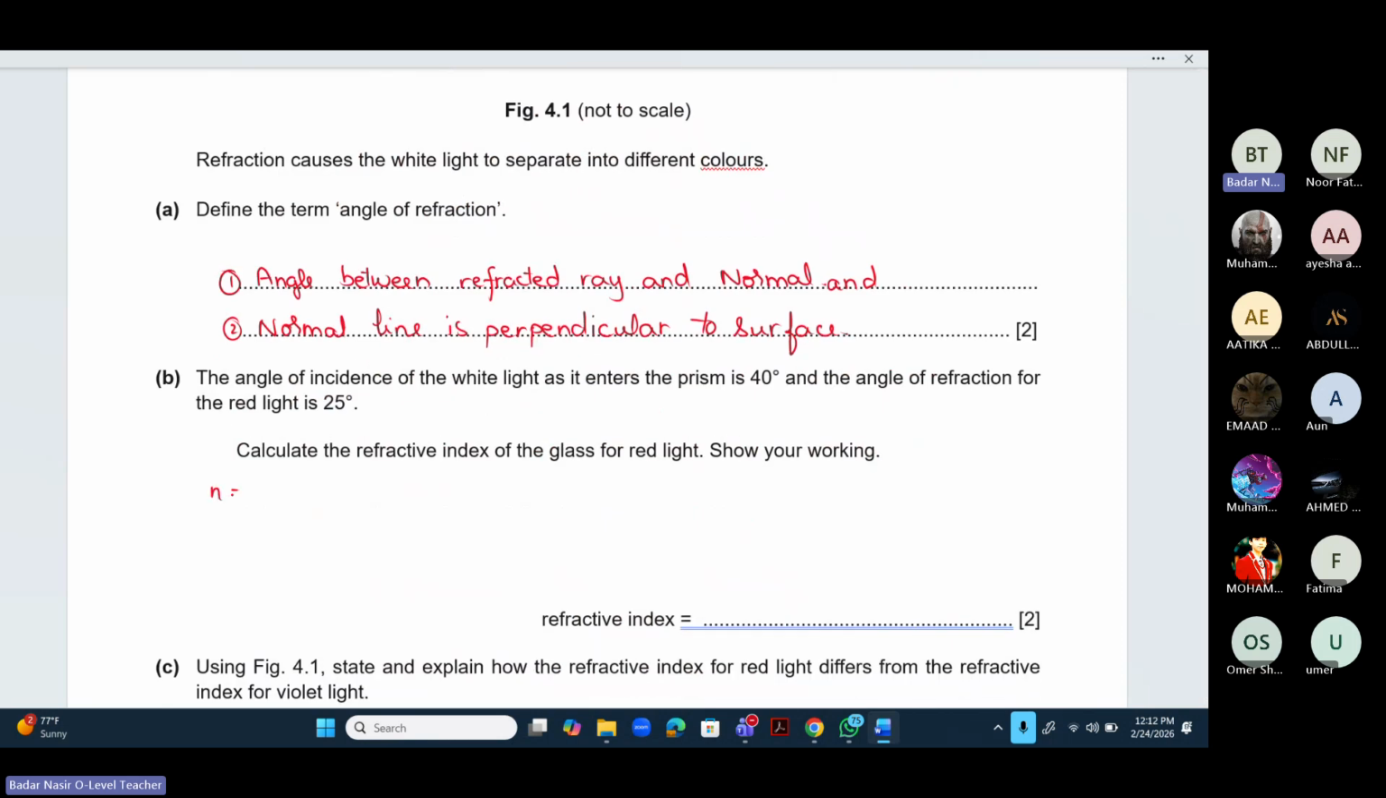So first we need to remember the formula for the refractive index which is sin I over sin R. I is the angle of incidence, R is the angle of refraction. So, sorry? Refractive index is the ratio of sine of angle of incidence to sine of angle of refraction.